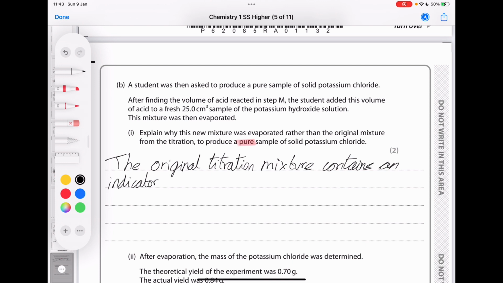So you would repeat the titration without an indicator to avoid contaminating the salt.